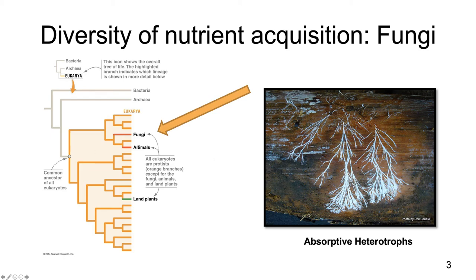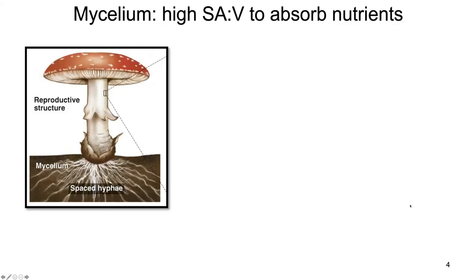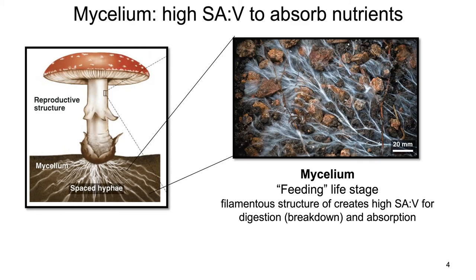Okay, so now let's look at the fungi, which are an example of an absorptive heterotroph. So remember that fungi spend the vast majority of their life as mycelium underground. So the mushroom that you see is just a short fruiting body life stage that produces spores for reproduction and things like that. But fungi spend most of their life underground in the mycelium life stage, which is a bunch of spaced out hyphae. And these hyphae have a very, very high surface area to volume ratio that's ideal for nutrient absorption.